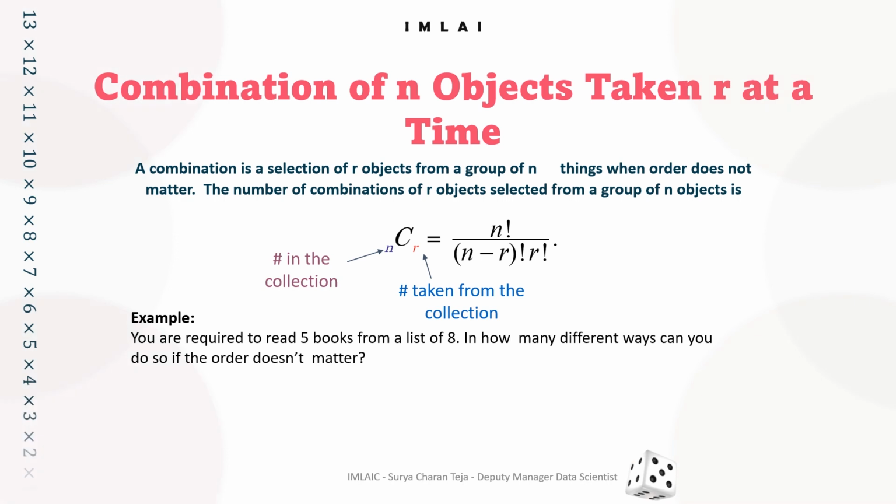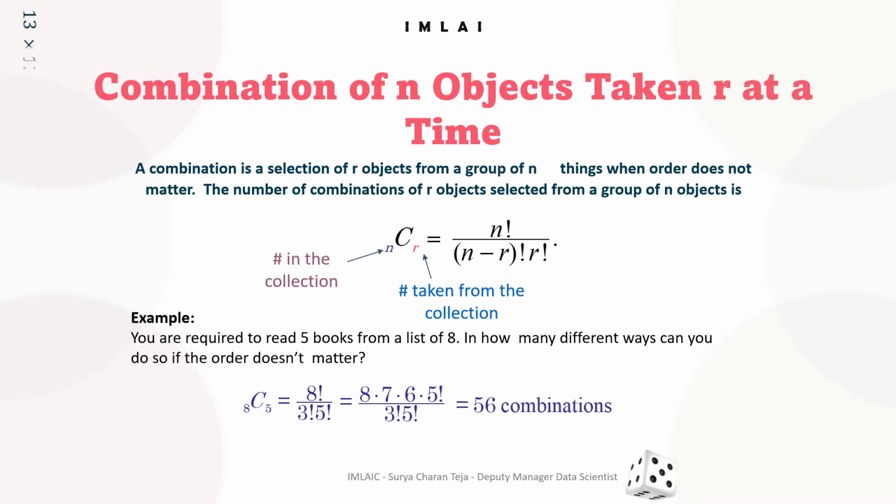Example: you are required to choose 5 books from a list of 8. In how many different ways can you do so, if the order doesn't matter? Then obviously it's 8 factorial divided by 3 factorial multiplied by 5 factorial, which is 8 times 7 times 6 times 5 factorial over 3 factorial times 5 factorial. The 5 factorial gets cancelled, and we get 8 times 7 times 2, which is 56 combinations. That's it, just 56 combinations.